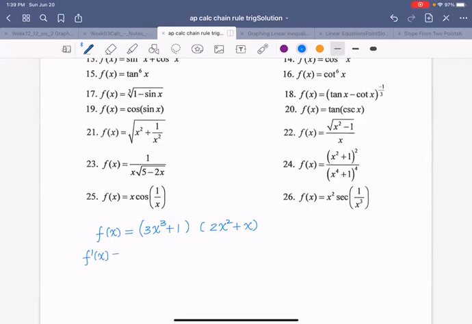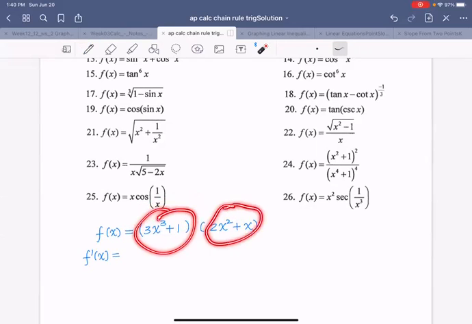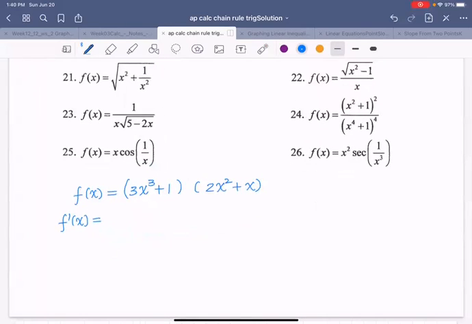Go ahead. We want to do this guy derivative times this guy copy down, plus this guy copy down, times this guy derivative. Let's go ahead and do it.